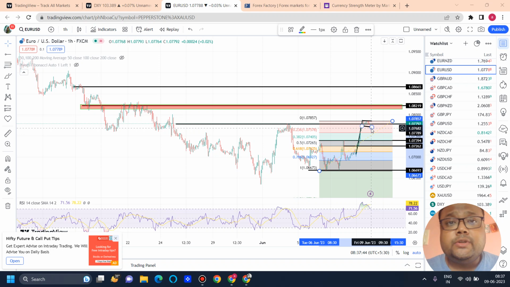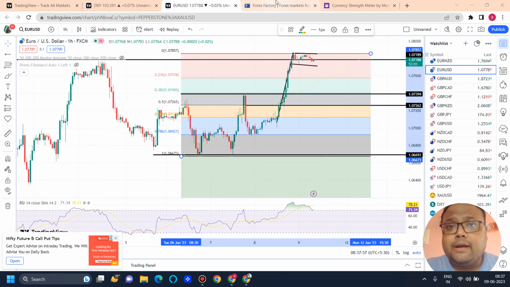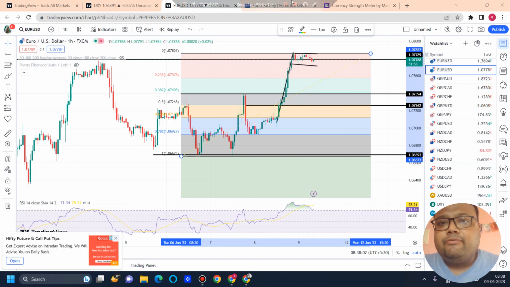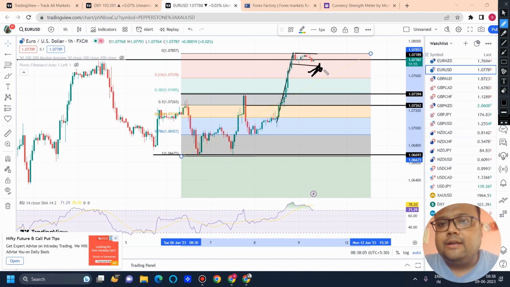Then we have the next resistance or target at 1.0820, 1.0810. During the day, if market reverses from this particular level, we can also look for some sell around this area. On the other hand, if market starts falling during the Asian session, European session, and breaks the flag towards the downside, then obviously the flag pattern will no longer be valid. So in that case, you should be looking for buy on retracement. Your levels are 1.0739 and 1.0726.